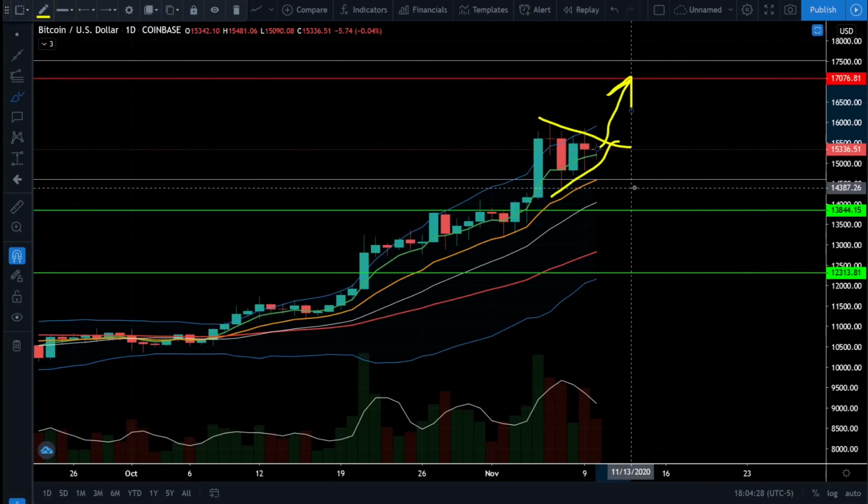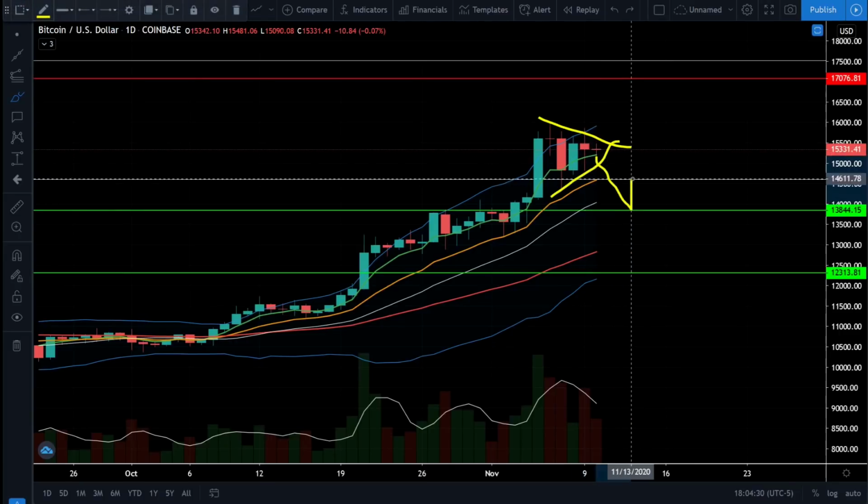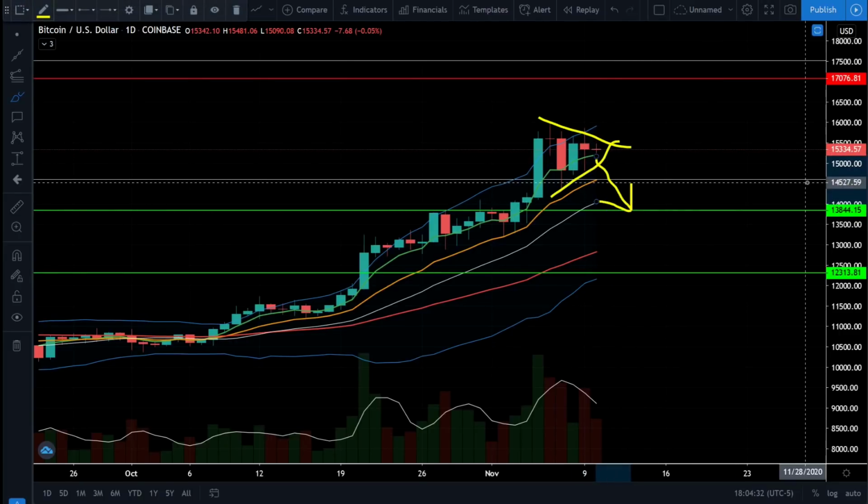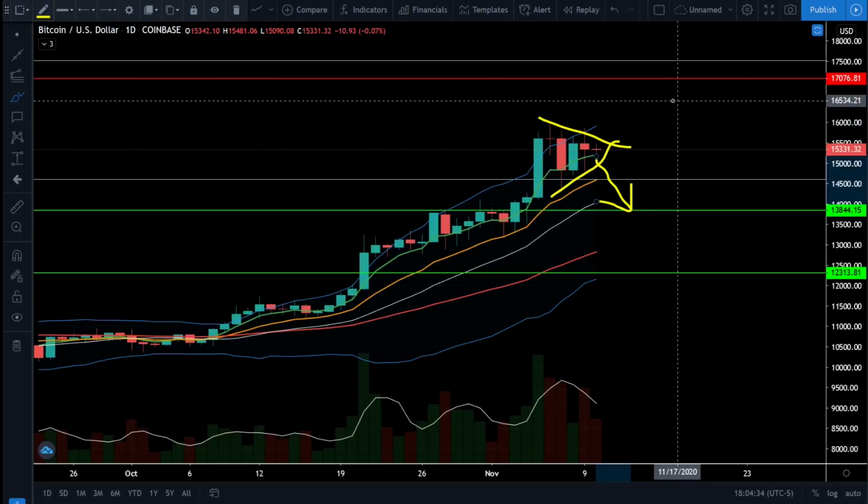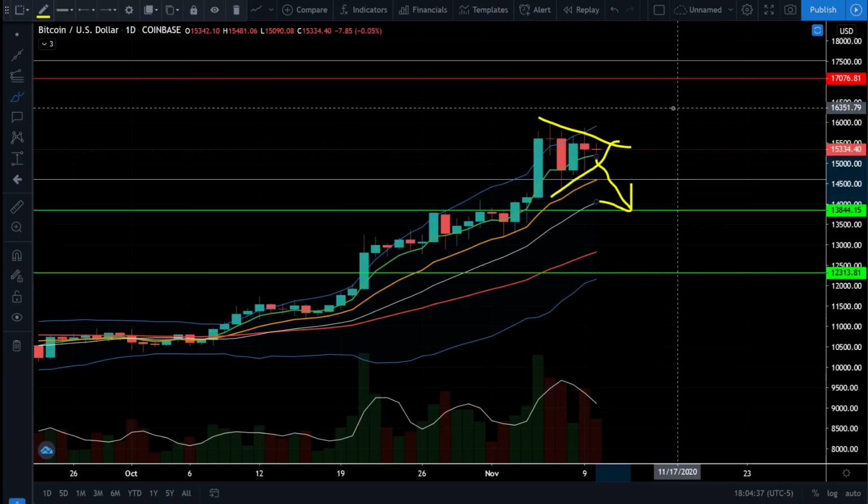Don't forget, when something's consolidating, it's also possible that it breaks to the downside. So don't get overly confident, but it is a consolidation, and it is likely that if it's a bullish consolidation, we're going to head higher soon.